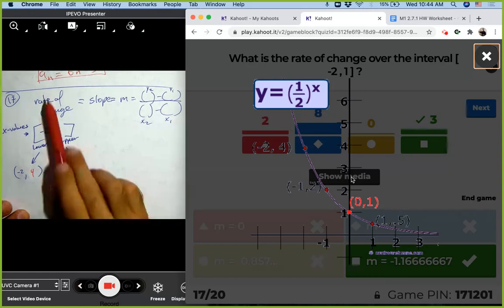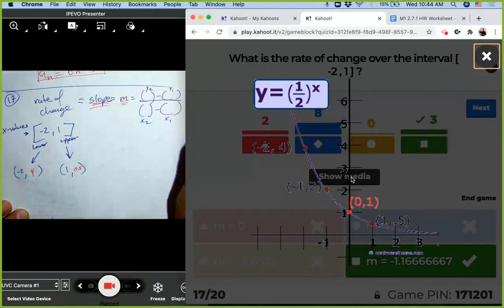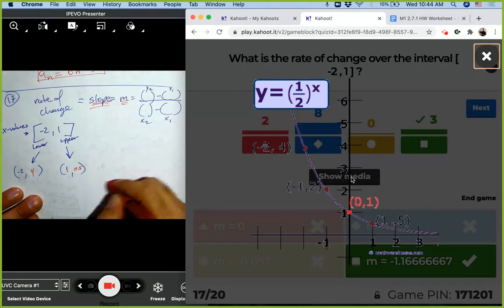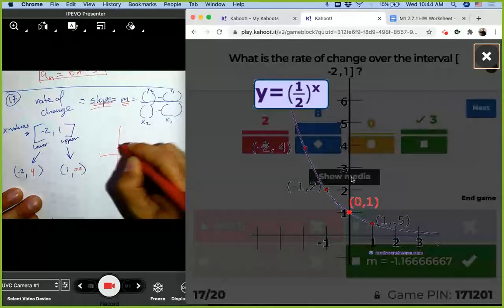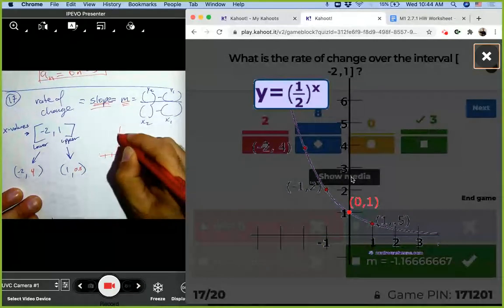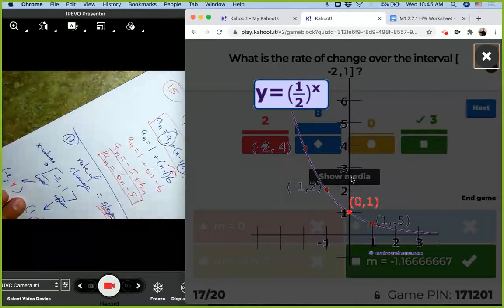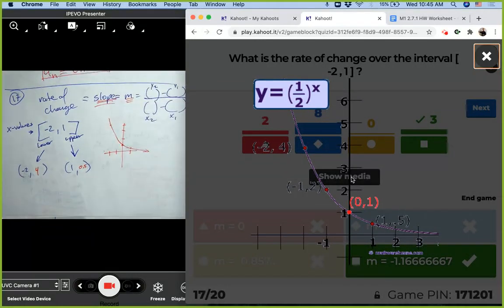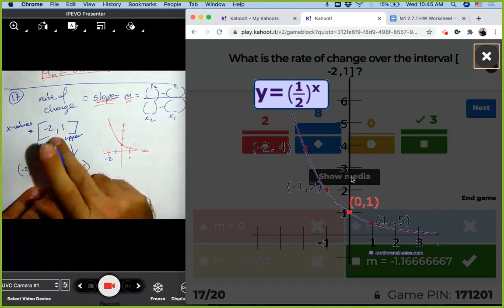So look, the rate of change is our slope. The slope can be figured out from 2 points if you have a y2, y1, x2, x1. Because 2 points, here's really our graph like this. Okay, here's our graph. And what we're looking to see is, what is the rate of change between -2 and 1? That's what our interval was.